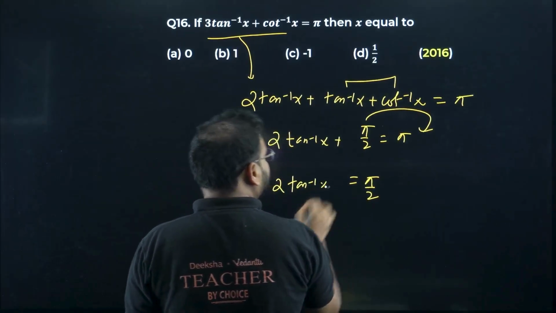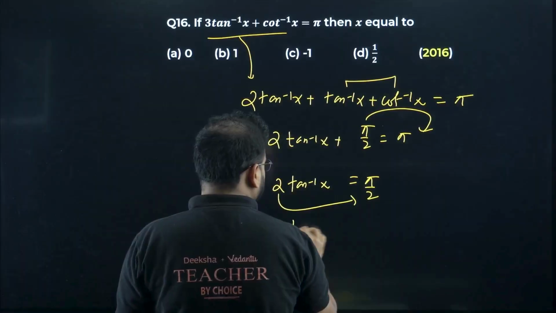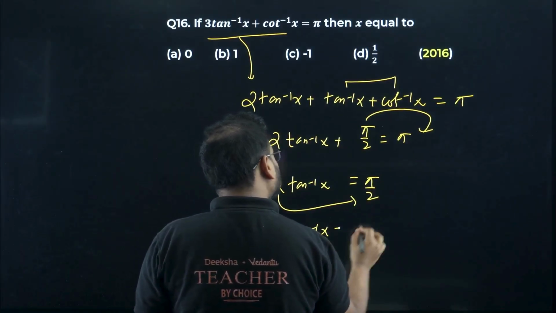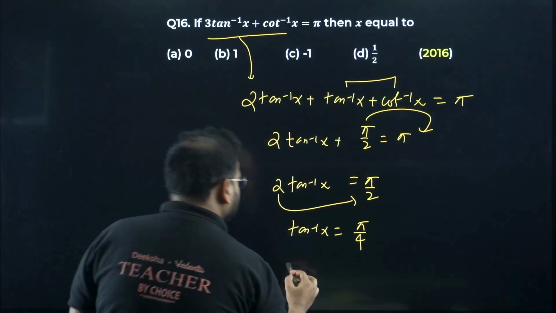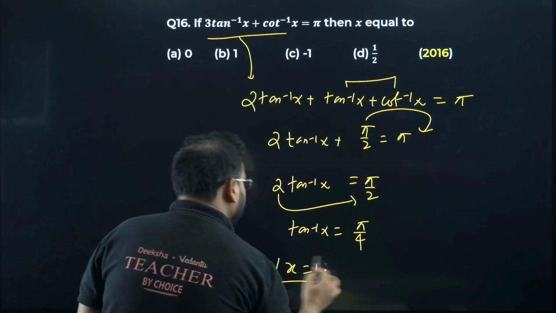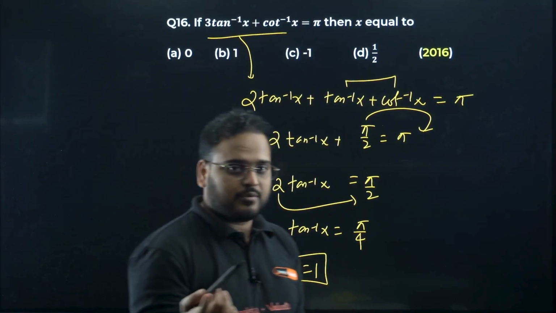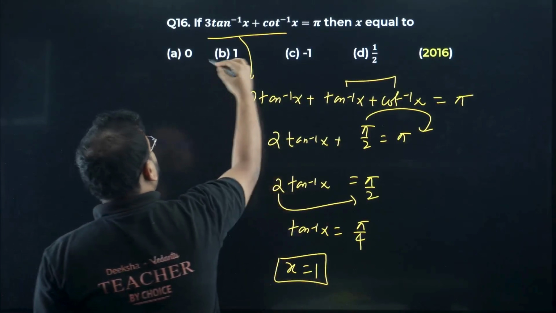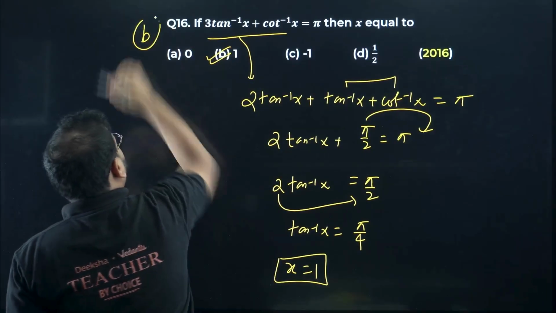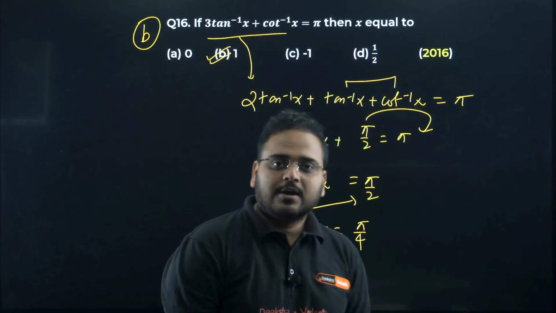We have over here 2 tan inverse of x left. Bring this 2 on this side. What I get? Tan inverse of x equals to pi by 2 into 2, that is pi by 4. What I get from here? Simply x value is 1. Tan inverse of 1 is how much? Pi by 4. Option is B. Fair enough? Clear? Okay. Just 4 questions to go.